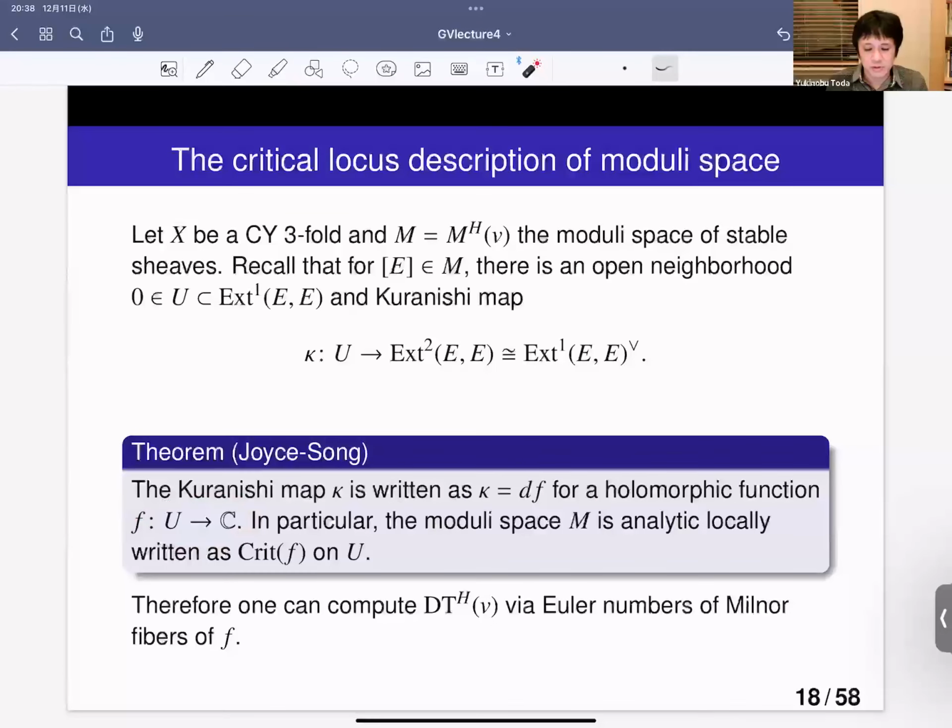So you can regard this X as the total space of the cotangent bundle. So this kappa is regarded as a section of this cotangent bundle. And this section is in fact given by the de Rham differential of some function, so that its zero locus is nothing but the critical locus of f. This theorem was also proven by Joyce and Song using gauge theory, but now there is also another proof using derived algebraic geometry and also shifted symplectic structures.